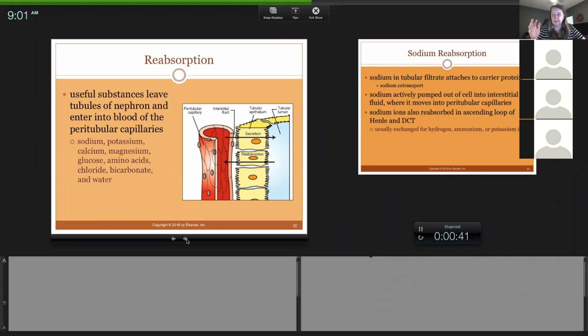I kind of call the bone marrow dumb. It's sitting there waiting to be told what to do. Instead of just thinking, maybe I should make some red blood cells, it has to be told, hey, make some red blood cells. And that is erythropoietin's job, is to do that.